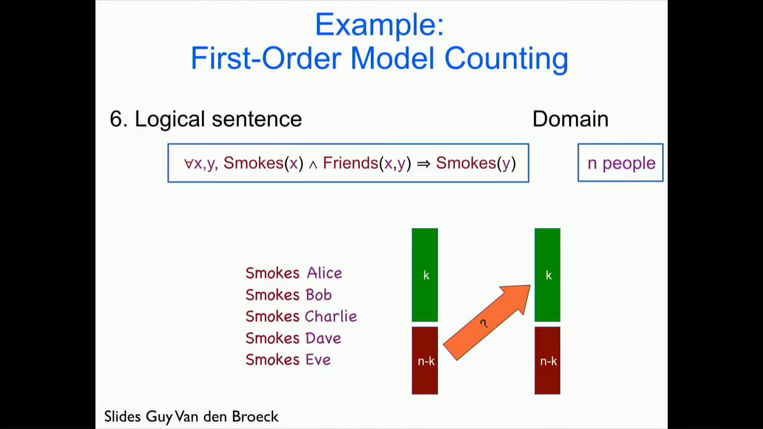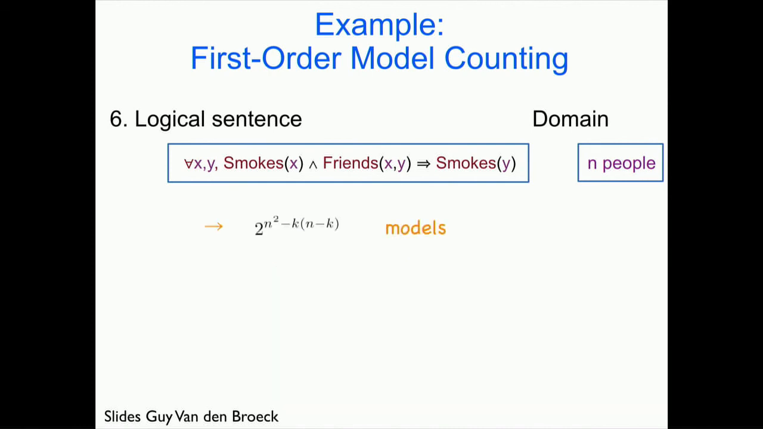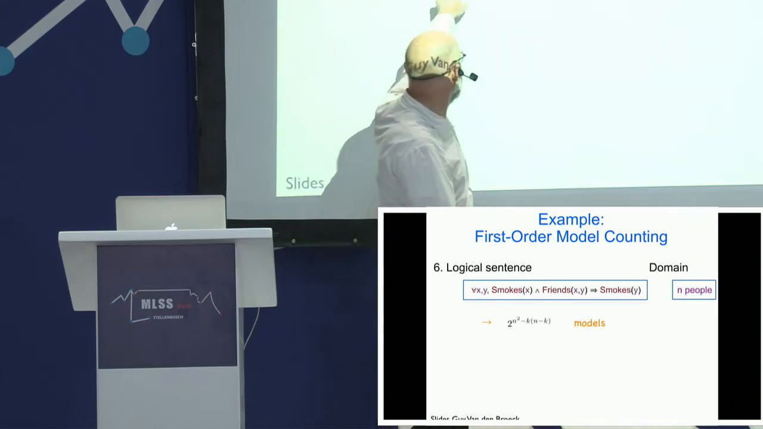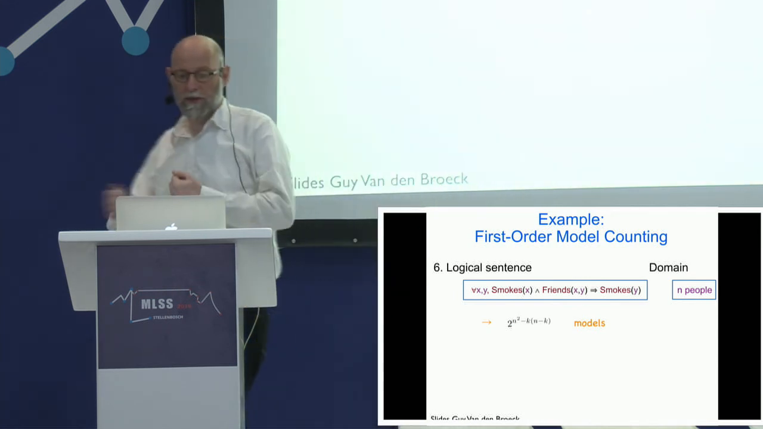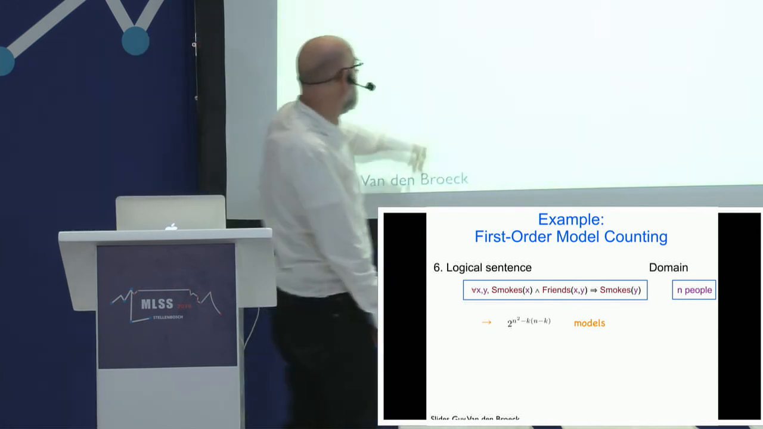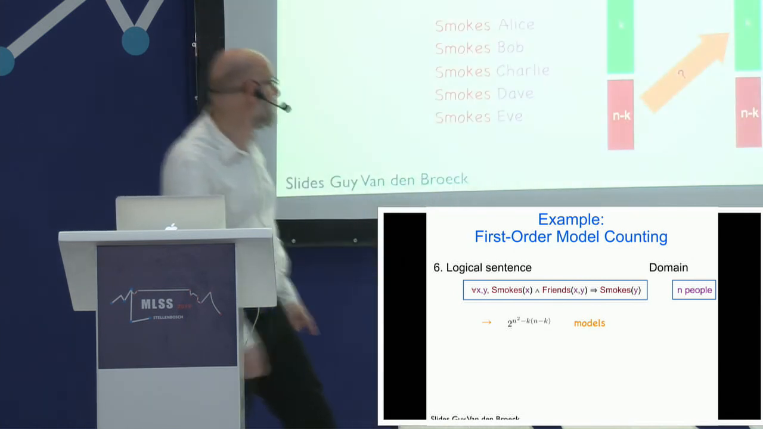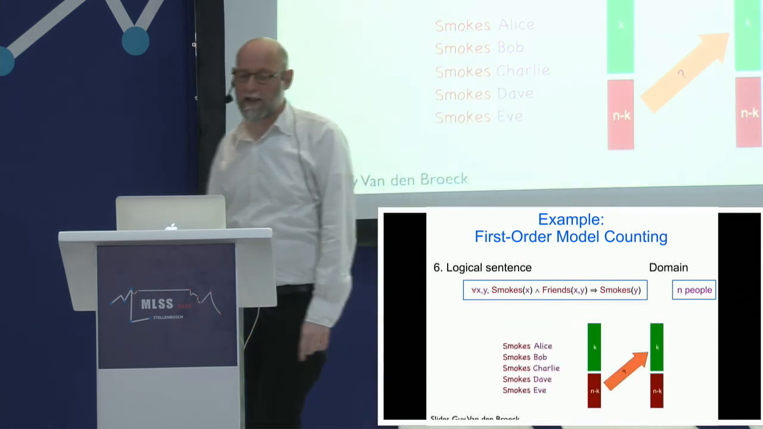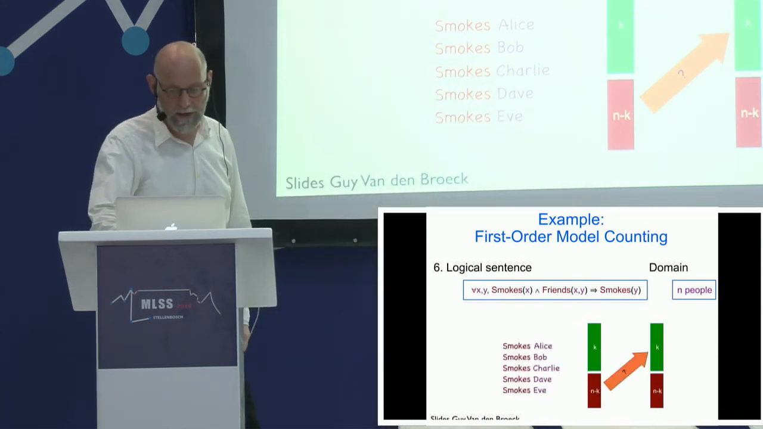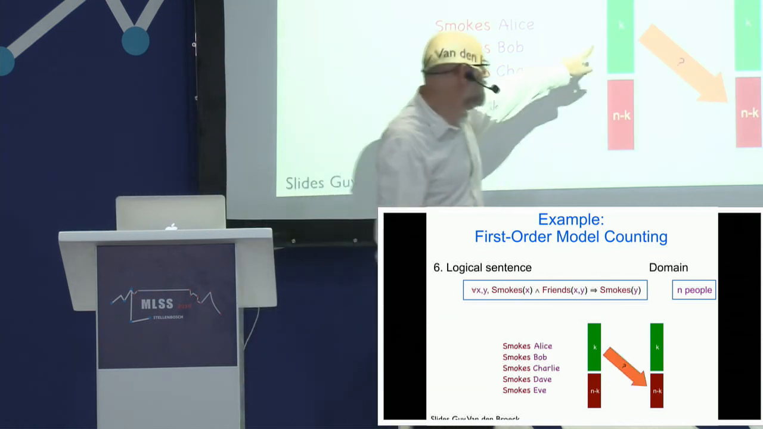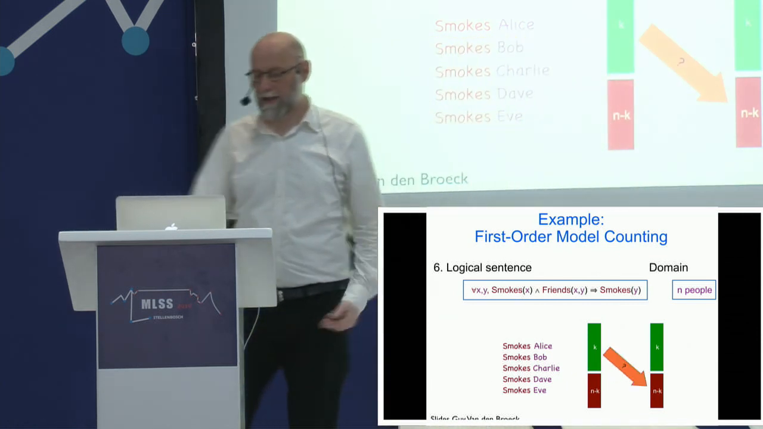Also, the option that if somebody doesn't smoke, would be friend with somebody that smokes. And so you see that the possible number of models for fixed K here that would satisfy this rule is, well, there is n to the power 2 possible friendship relationships, out of these, this number, which is like this k times n minus k, it's this combination that we don't want, k times n minus k.